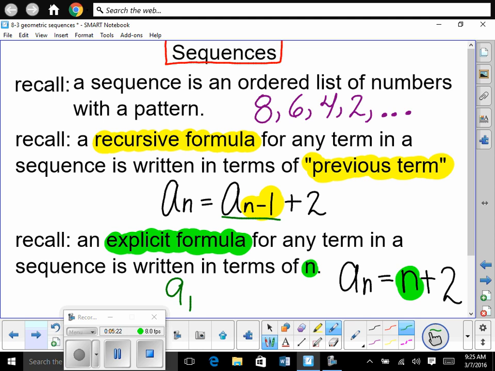Now I do want you to remember, explicit formulas are a lot easier to use to calculate any term of a sequence. Because if you use a recursive formula, don't you have to know the previous term? So if I said find the 100th term, wouldn't you need to know the 99th term if you were going to use a recursive formula? If you didn't know that, you'd want to use an explicit formula over a recursive formula. Because remember, each sequence can actually be written as both.